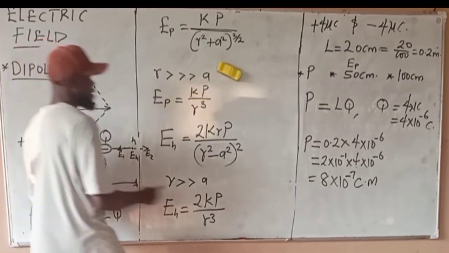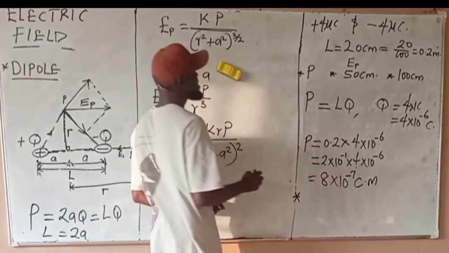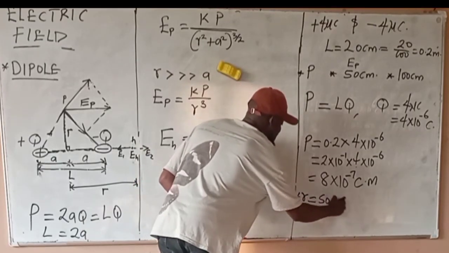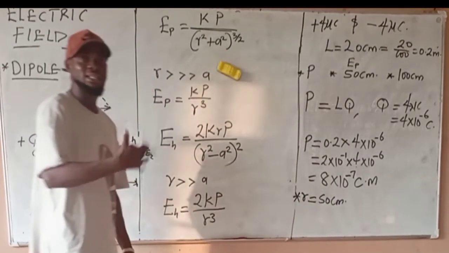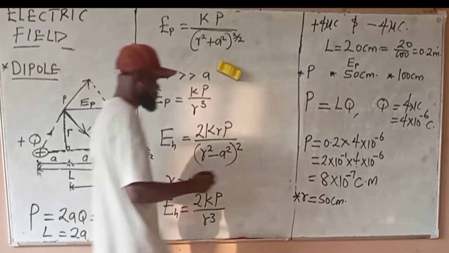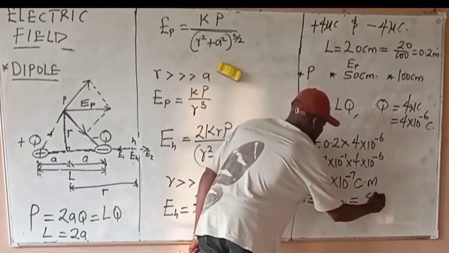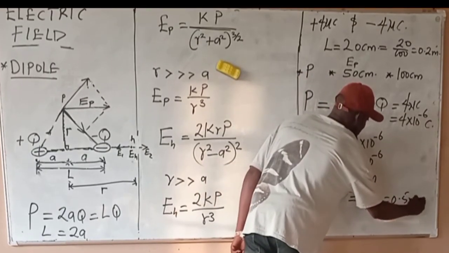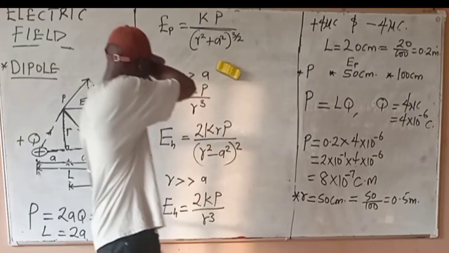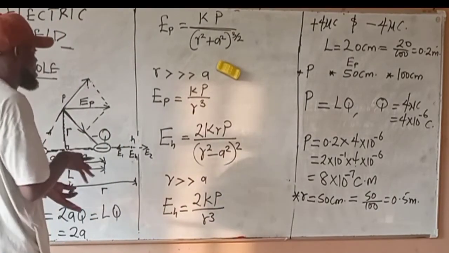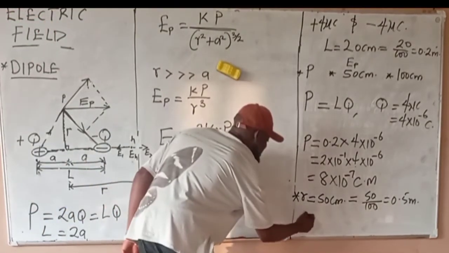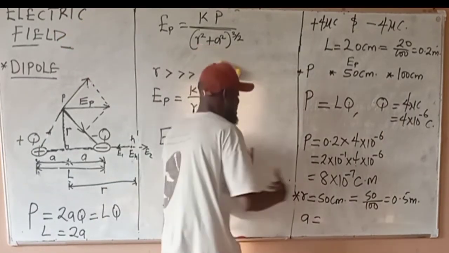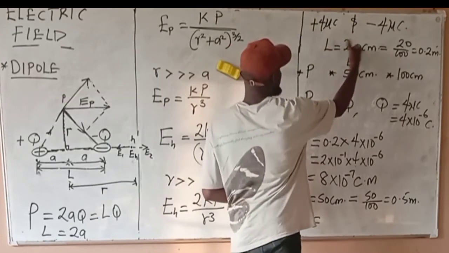Now, that's just the first one. What about the second one? What will be the electric field at a perpendicular distance of 50 cm from the midpoint? The same thing as 50 over 100, that is 0.5 meters. And what is the mean distance of these two charges of the dipole? The total distance of the dipole, they are 20 cm apart.